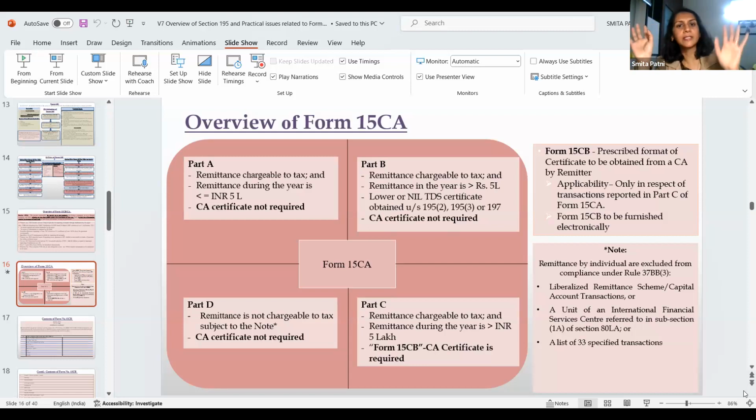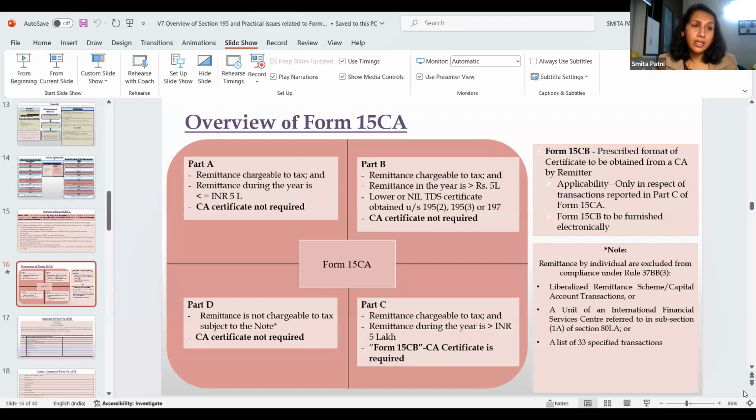15CB is not required. Part B says that even if the income is chargeable to tax and exceeds 5 lakhs, if we have obtained a lower TDS certificate, as already explained in 195 subsection 2, 195 subsection 3, or 197, then in that case a CA certificate is again not required. We need not do anything. We issue 15CA. Part D says, I will come to Part C later.